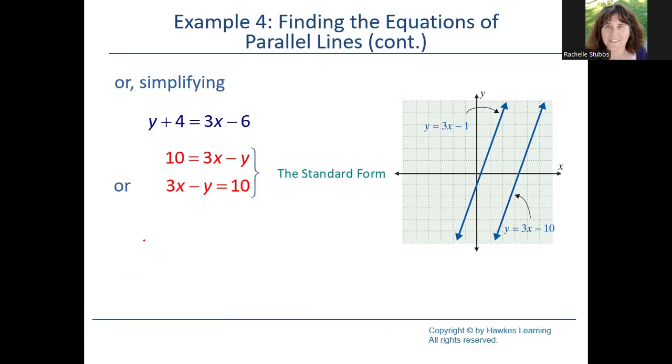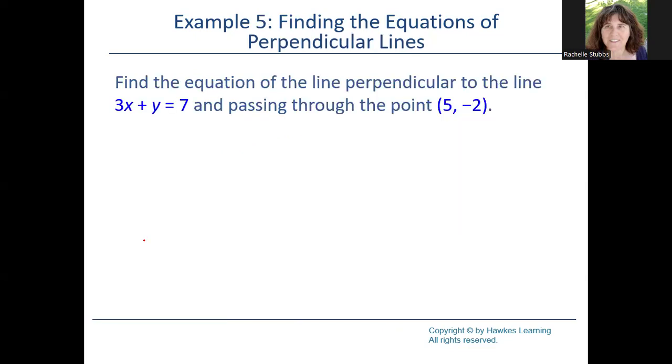All right, let's move on. Find the equation of the line perpendicular to the line 3x plus y equals 7, passing through the point (5, -2). So we've got to find a line that's perpendicular to this line right here and passes through the point (5, -2). Well, I have a point, (5, -2), but I need a slope.